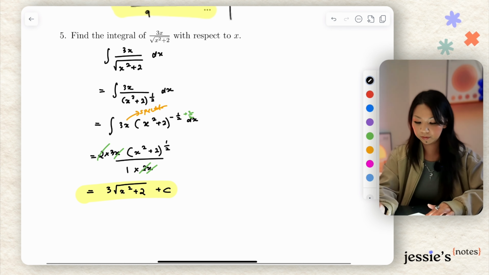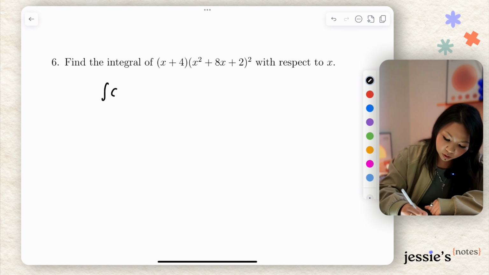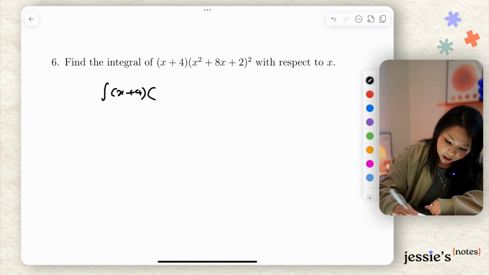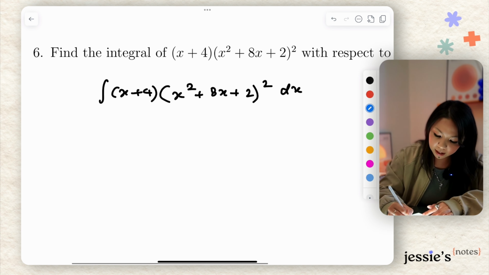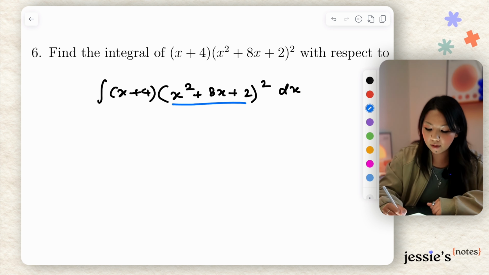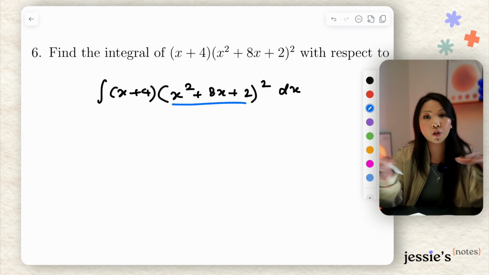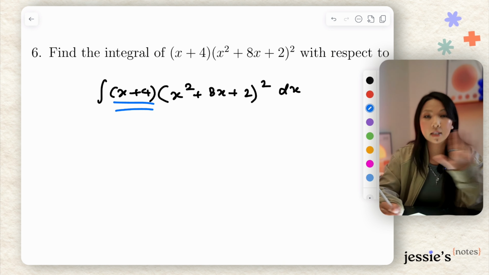Cool. And the lucky last one for today, we want to integrate x plus 4 times x squared plus 8x plus 2 all squared dx. Now, you might be thinking, this one looks more confusing. Well, it's different because we have a larger inner function. It's got 3 terms. And our spectator has 2 terms, but trust me, it's the same thing, guys.